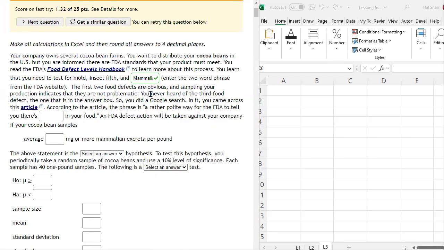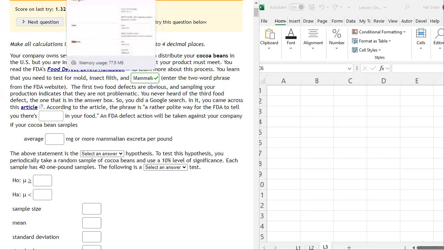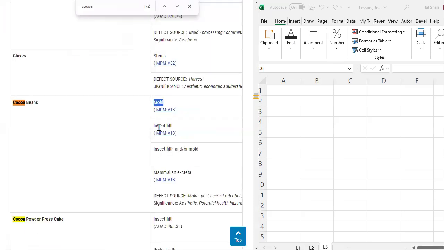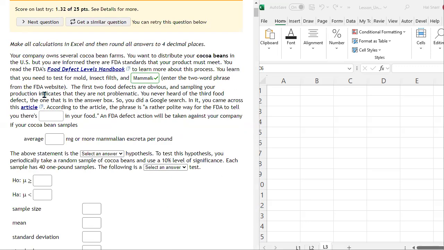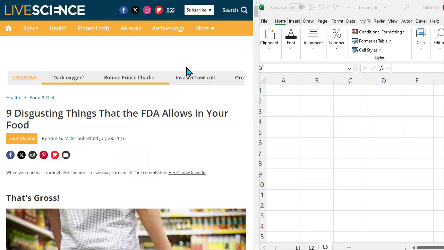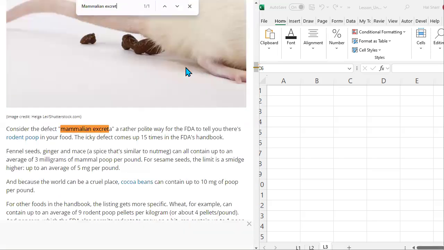The first two food defects are obvious, right? Mold and insect filth, like bug parts. And sampling your production indicates that they are not problematic. So you have really low levels of the two, right? Now, you've never heard of the third food defect, the one that is in the answer box right there, right? So you did a Google search. In it, you came across this article. Control F. I searched for mammalian excreta.